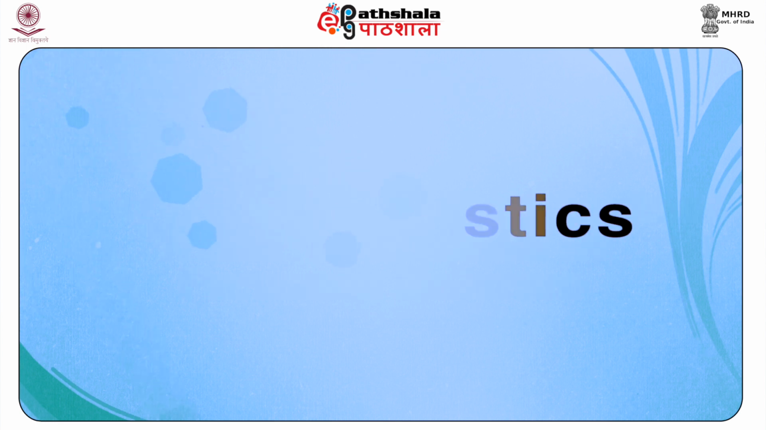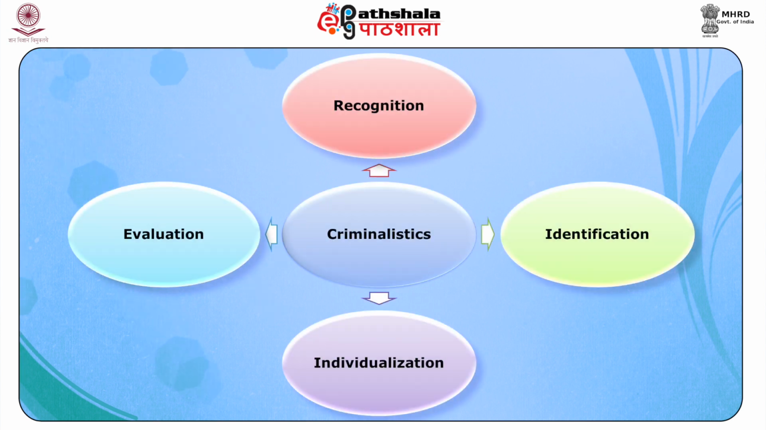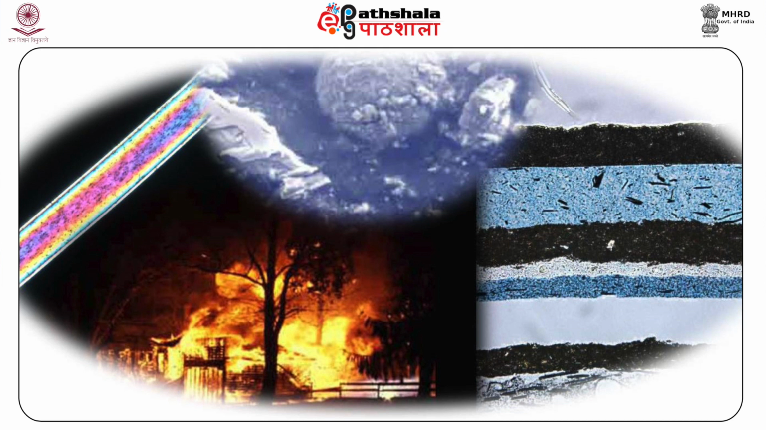First is criminalistics. This branch of science is mainly concerned with the recognition, identification, individualization, and evaluation of physical evidence using the methods and techniques of natural sciences in issues of legal significance. It includes examination of trace evidences like glass, soil, hair, fibers, blood, and physiological fluids like semen, saliva, urine, etc., and the reconstruction of events based on physical evidence analysis.